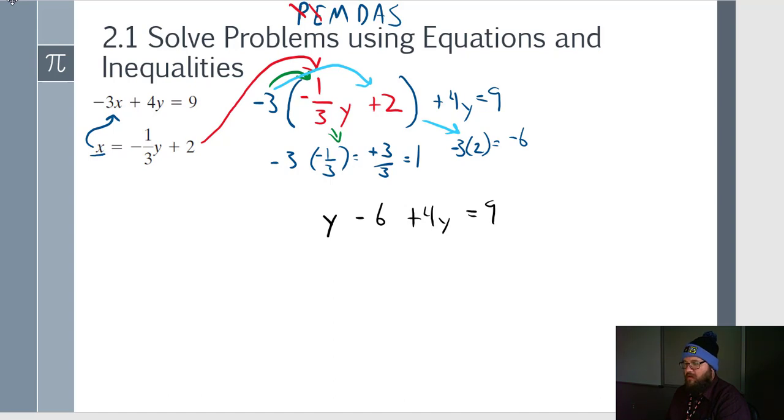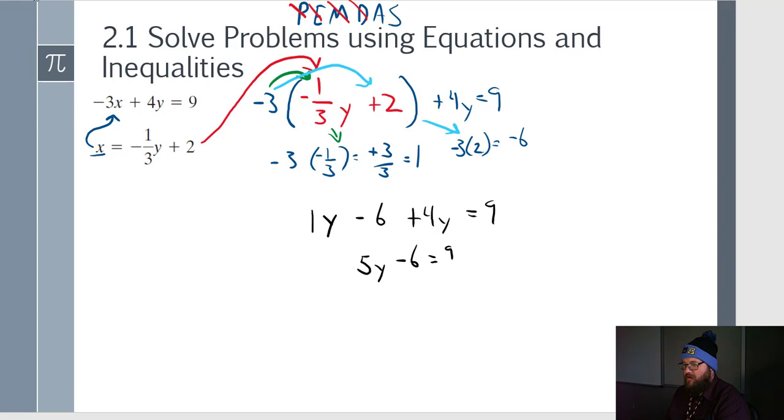Now we can combine like terms, right? Because we did all the multiplication, so that's gone. There's no division. So now we're working on adding and subtracting. We got y minus 6 plus 4y equals 9. So y plus 4y, remember there's a 1 understood in front of that y. So 1y plus 4y, 1 plus 4 is 5y, minus 6, and that equals 9.